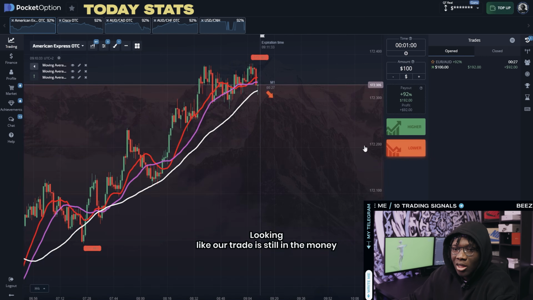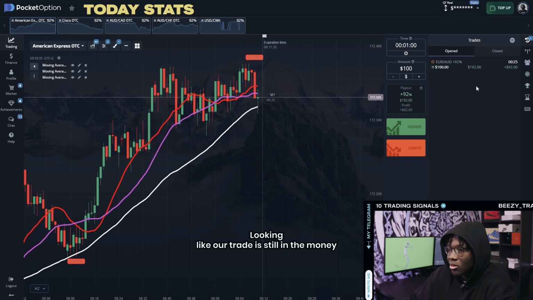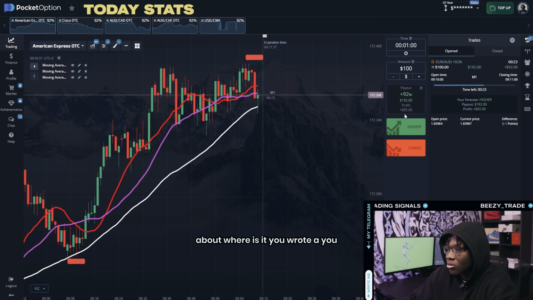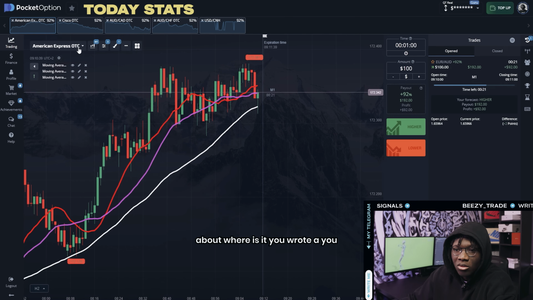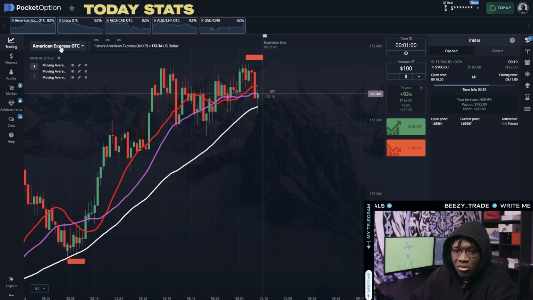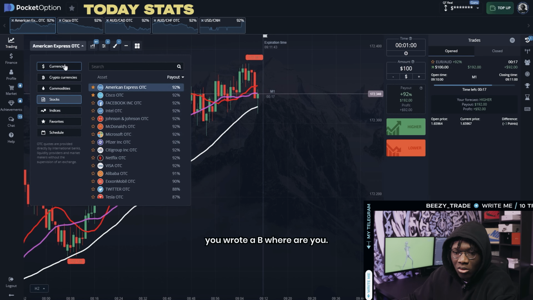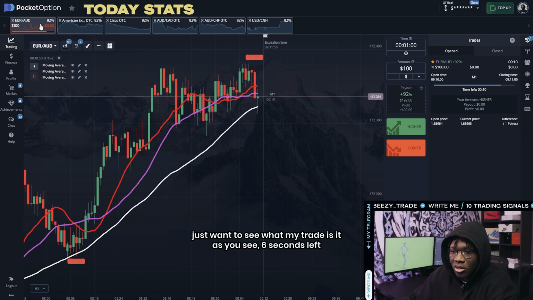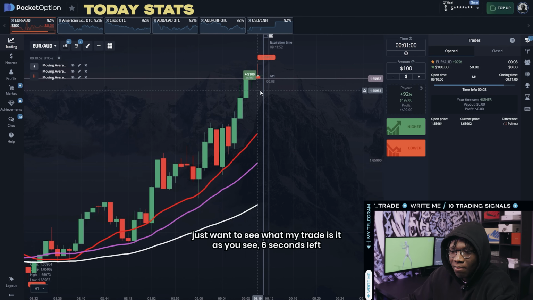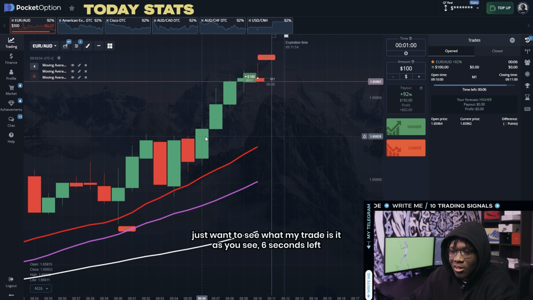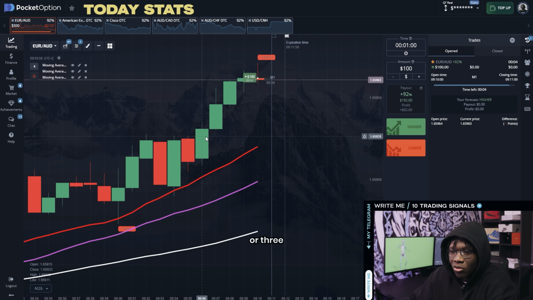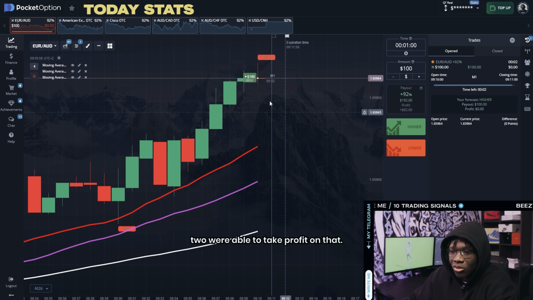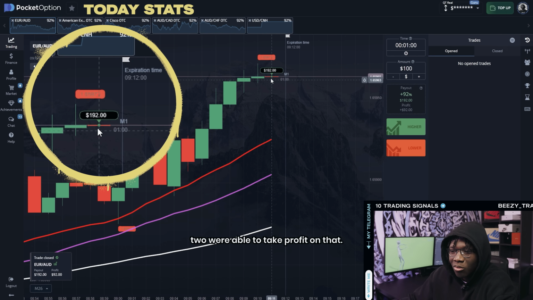All right, looking like our trade is still in the money. What about, where is it? Euro AUD. Didn't add it. Euro AUD, where are you? Let's look right here. Just want to see what my trade is at. As you can see, 6 seconds left. 4, 3, 2. We're able to take profit on that.